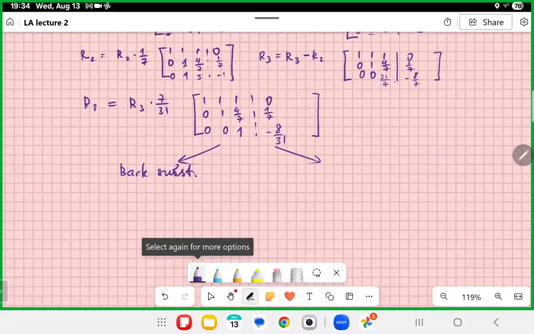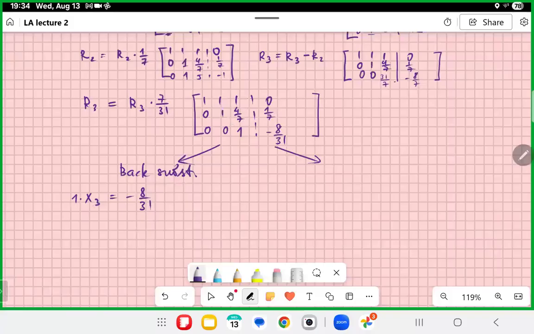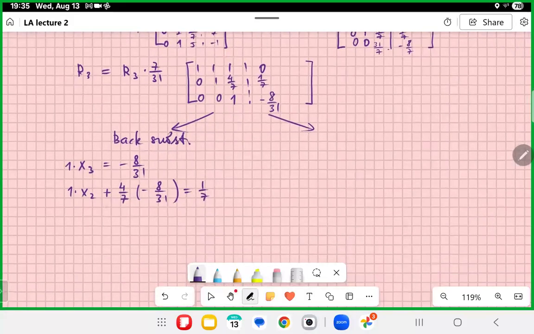What is back substitution? If you look at the last equation, if you write it down in terms of x, it's going to look like x3 multiplied by 1 equals minus 8 over 31, which is actually a solution for x3. Because you do know the solution for x3, you can substitute it into the second equation. Second equation looks like 1 by x2 plus 4 over 7, and instead of x3, I'm going to put minus 8 over 31 equals 1 over 7. And basically, from this equation, I can calculate x2, right?